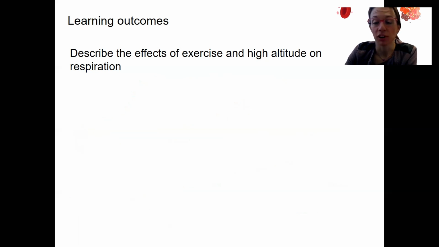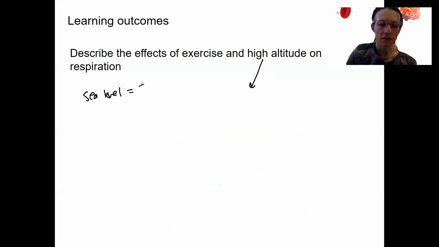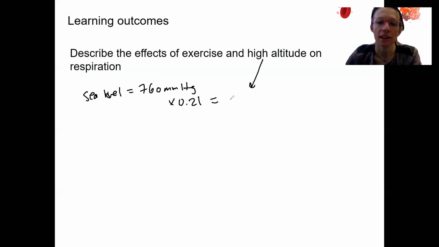Okay, almost forgot, I'm doing high altitude as well here. So high altitude. Remember at sea level, we've got 760 millimeters of mercury of pressure from the atmosphere. If we do that times the percentage of oxygen, that's 160 millimeters of mercury. I have that memorized. I don't do math that quickly.